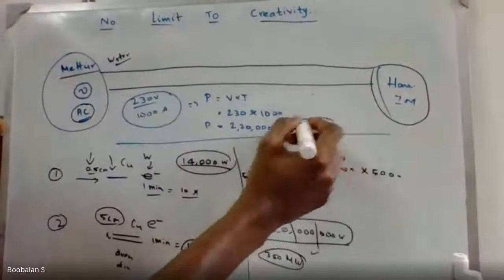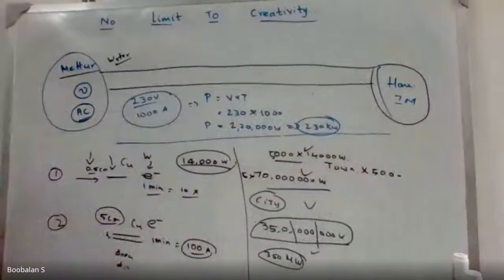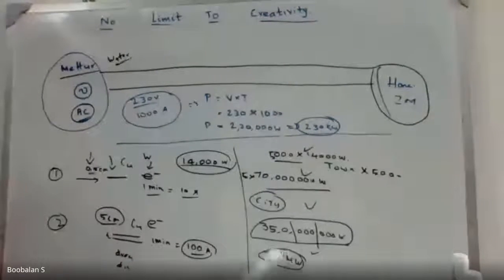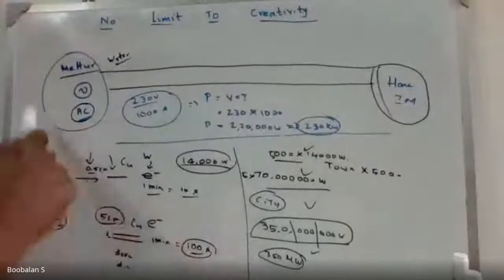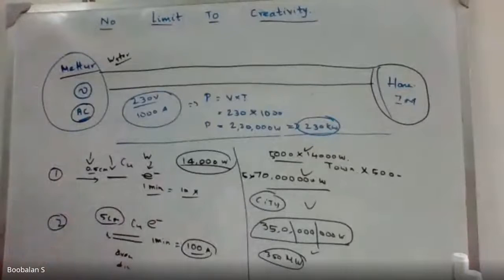230 kilowatts is now the power generated by this generator, right? So now I'm just going to supply this much electrical load to the appliances in our city. How many generators do I need? For example, I'm just going with it.